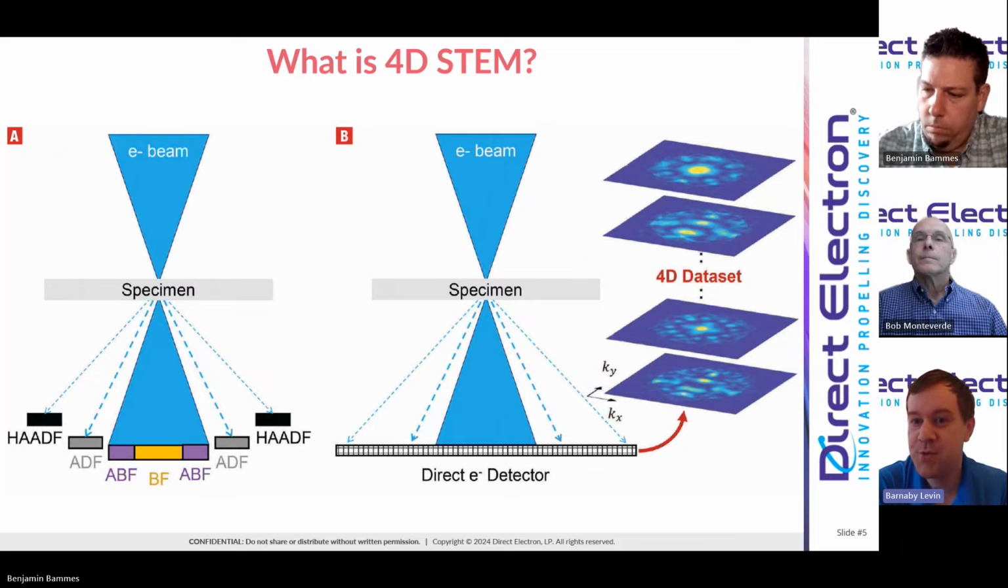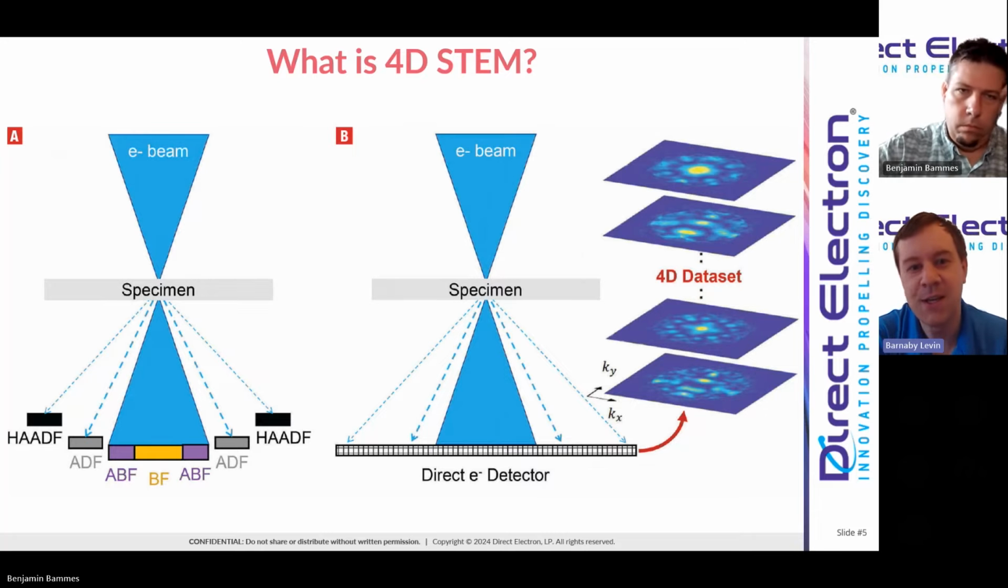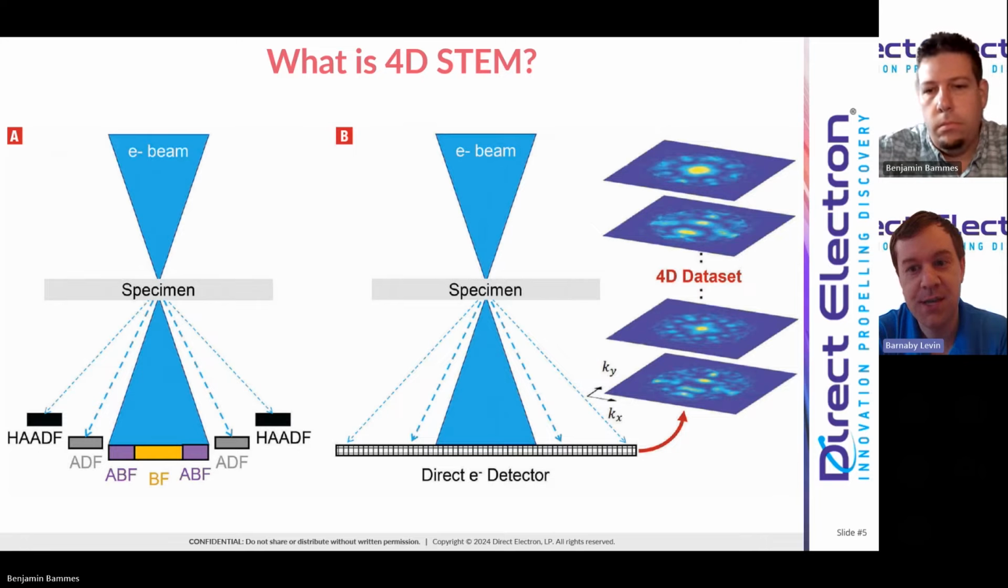As most of you in the webinar will already know, in conventional STEM, you have a focused probe which you raster across the specimen, and you can use different detectors to sample a part of the transmitted or scattered beam. So a bright field detector, an annular bright field detector, an ADF detector. And these all give you one signal at each point in your scan, giving you a 2D image.